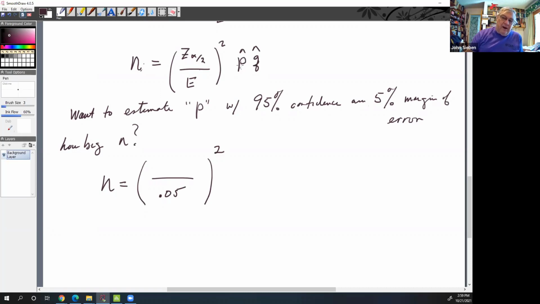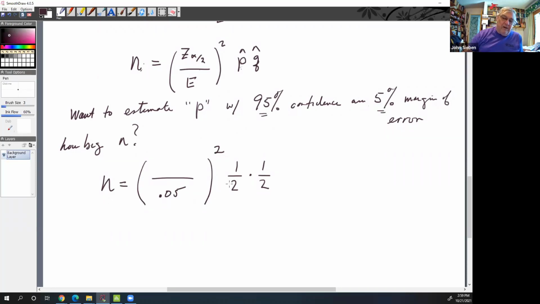And the third thing that I can do is to let P hat and Q hat be 1/2. And I would call that the conservative thing to do. And it's conservative in the sense that this will lead to an N that I guarantee will be as big as I need. In fact, it'll probably be a little bit bigger than I really need. But it would be better to have N bigger than to have it too small. If it's too small, I can't have 95% confidence with 5% margin of error.